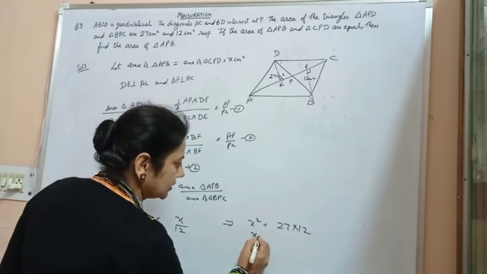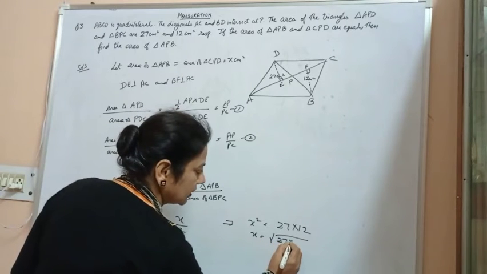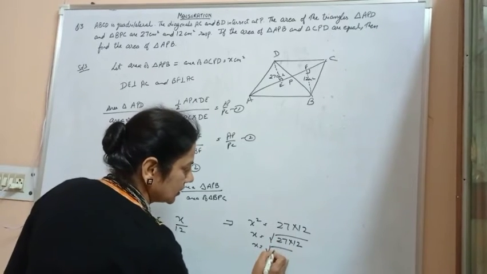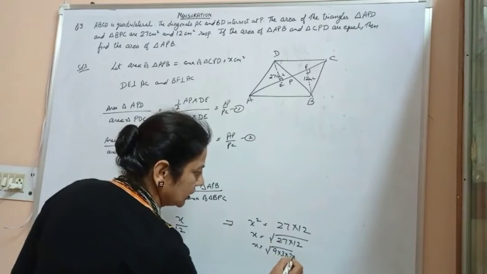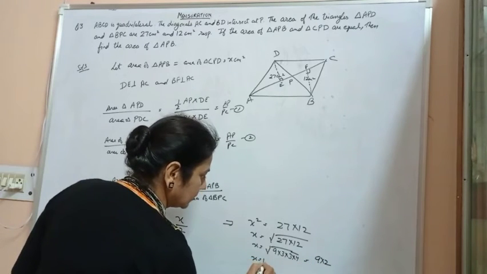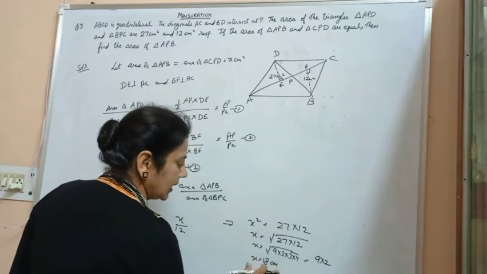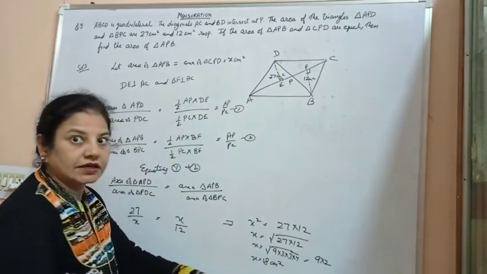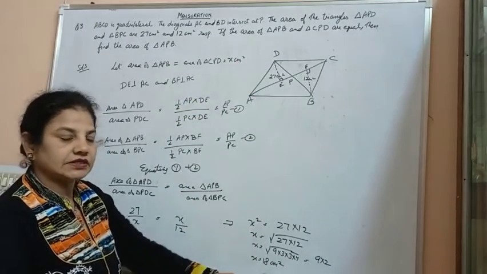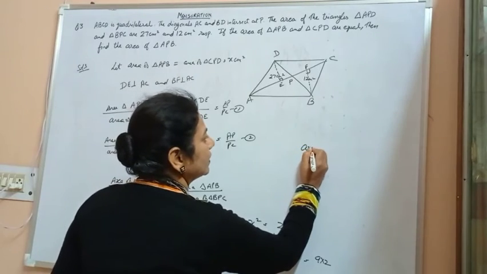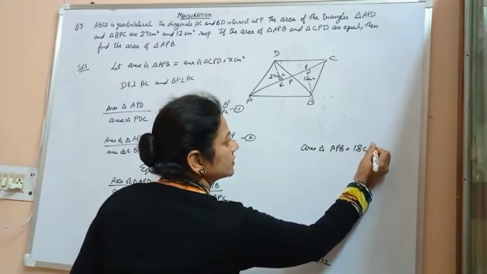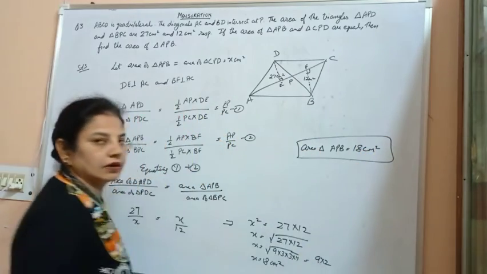So again, take the square root of this. 27 into 12, you will get 9 into 3 into 3 into 4. This means 9 into 2, so x is equal to 18. x is 18 centimeter square because this is the area. I have taken x as centimeter square, so it is 18 centimeter square. So we can say that the area of triangle APB is equal to 18 centimeter square. This is how we have to calculate.